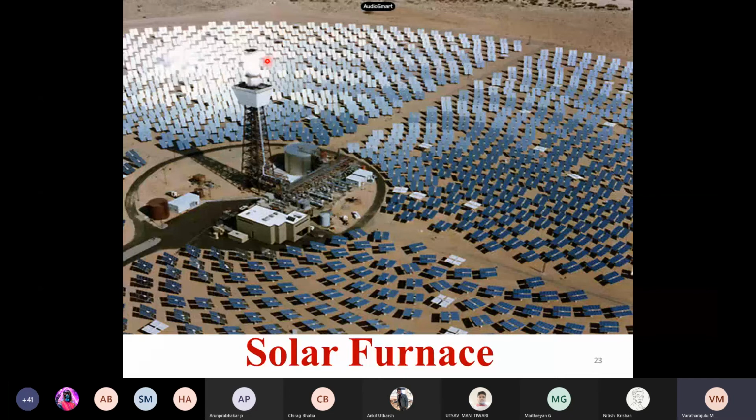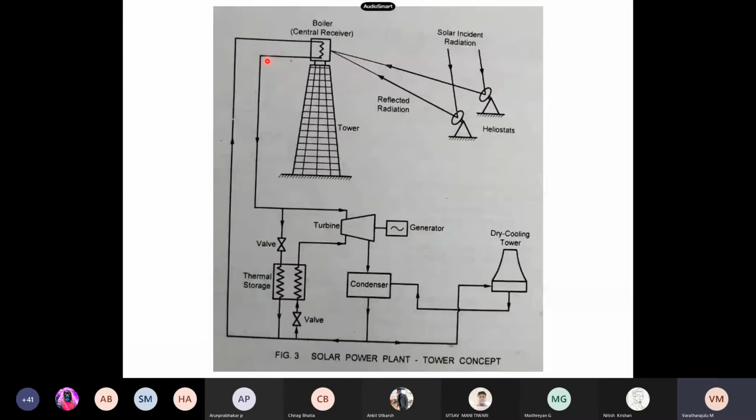And the boiler, which is also known as the central receiver in this case, is mounted on the top, around 500 meters in height, and the heliostats are individually guided to focus the sun's energy on the boiler at all hours of sunlight. The individual guidance is necessary because the heliostats are placed in a large field.